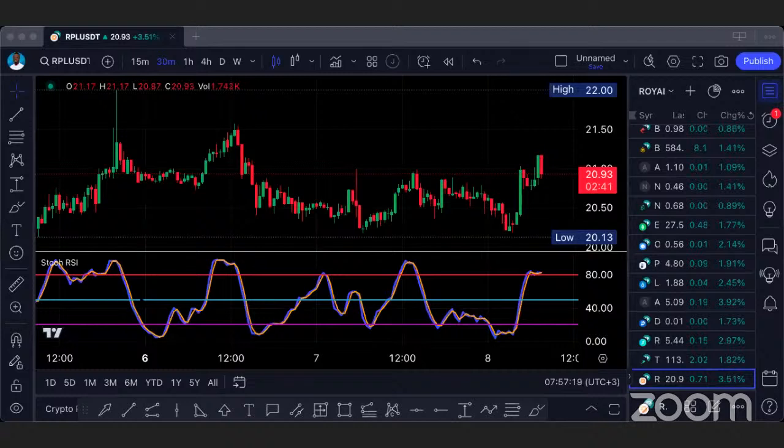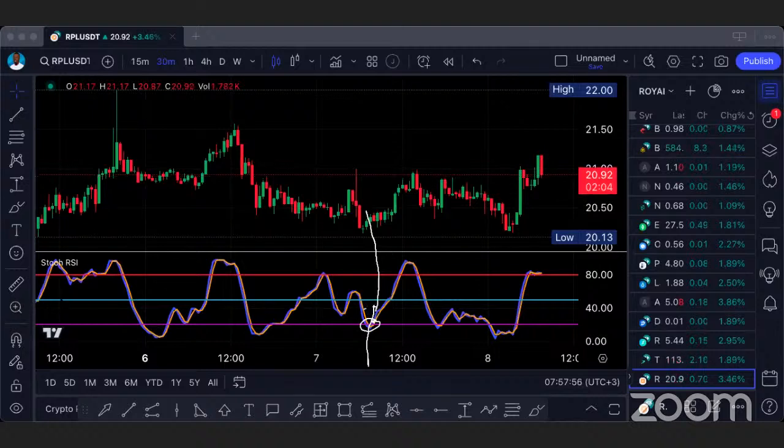Now, how do we use the stochastic RSI? That's where I want to base my sharing right now. The stochastic RSI has two lines. And we usually want to get in at the crossover. So where you see a crossover, you draw there a vertical line.